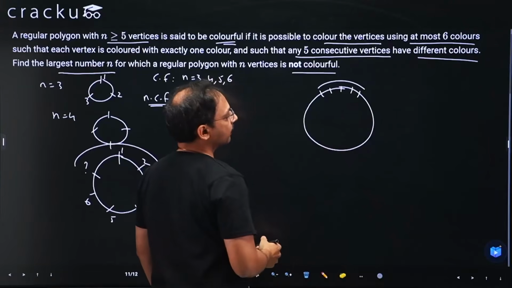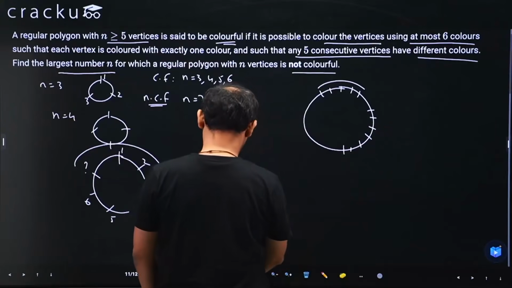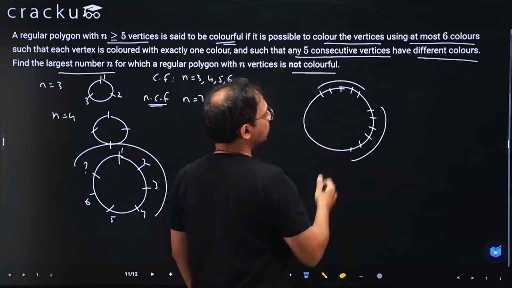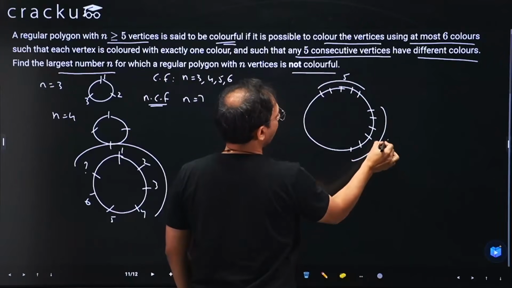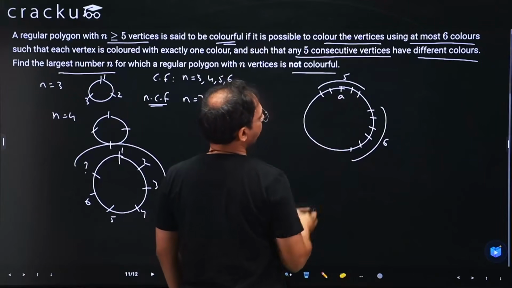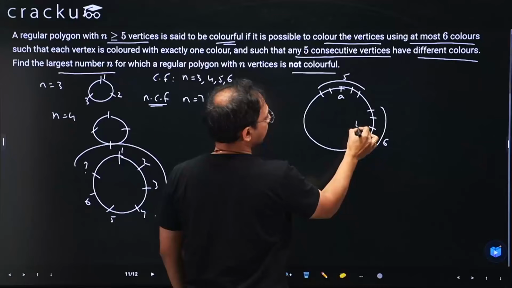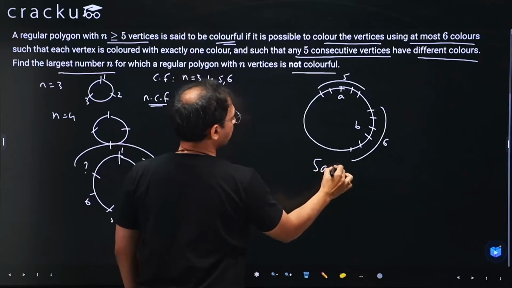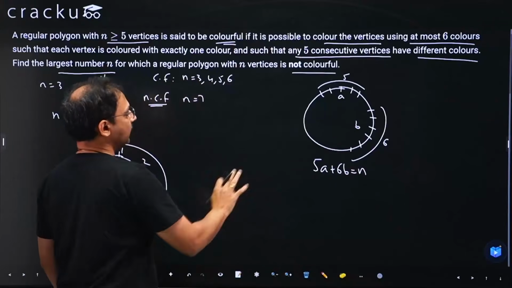You can have 5 vertices consecutively which have different colors, or 6 vertices which have different colors. So you can group them into links of consecutive vertices which have different colors. So you can have 5 vertices or 6 vertices. Let us say such links which have 5, I have A of them, and the links which have 6 vertices with different colors, let us say we have B of them. So the total number of vertices, which is 5A plus 6B, should be n, where n is the total number of vertices. So this is the general equation.